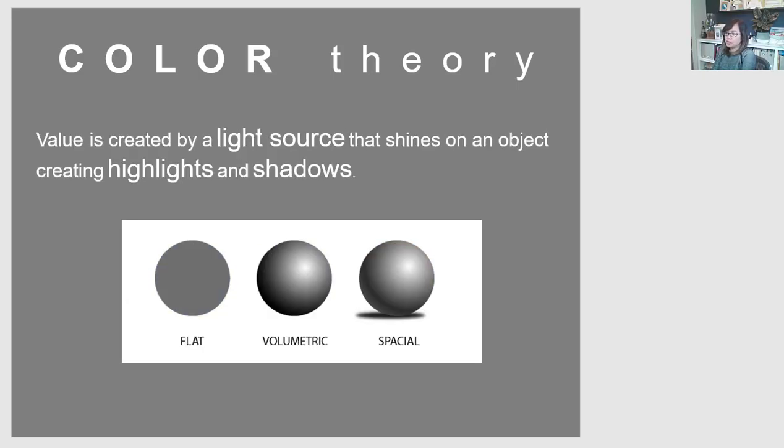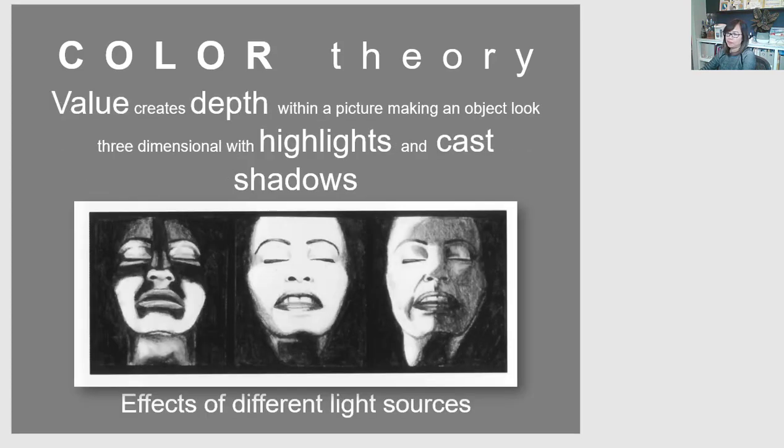Value is created by a light source that shines on an object, creating highlights and shadows. So if we don't put values onto the object, you can see that it's very flat. But as soon as we start putting highlights and shadows, you can see it creates different graphics, right? So this appears like it's some sort of ball floating in space, whereas this one is the ball, but it's grounded. Value creates depth within a picture, making an object look three-dimensional with highlights and cast shadows.